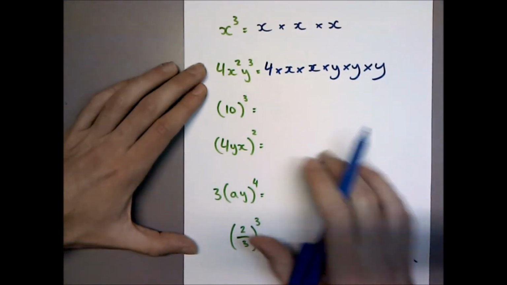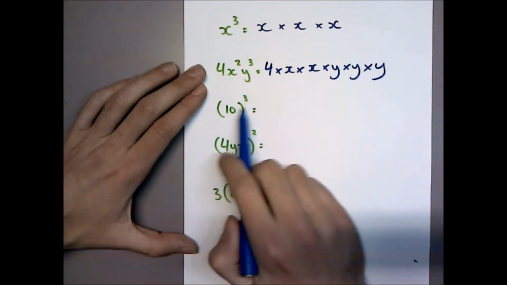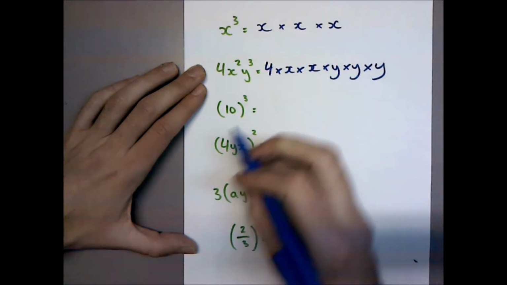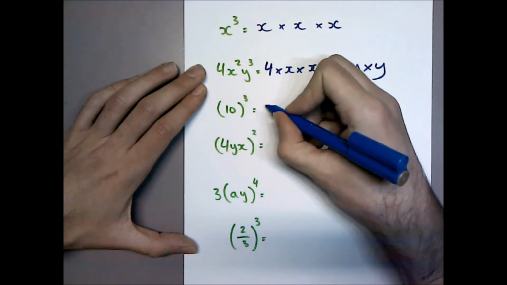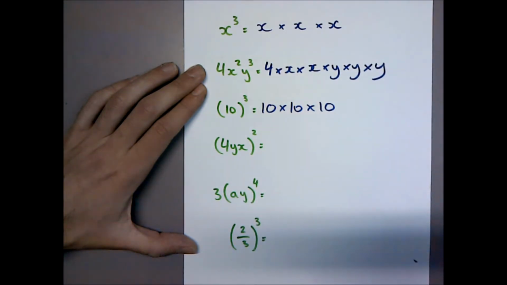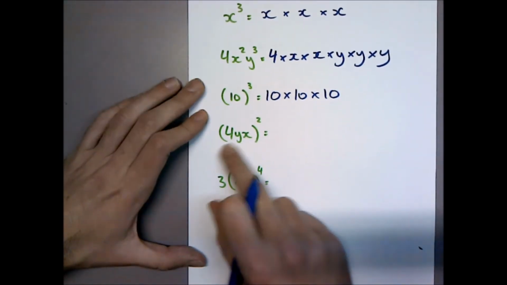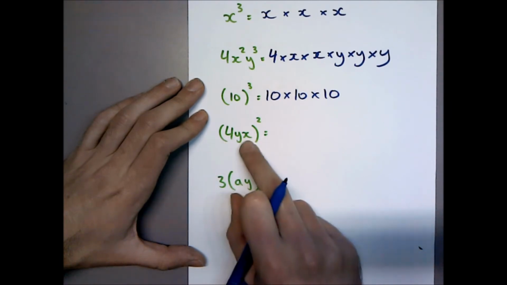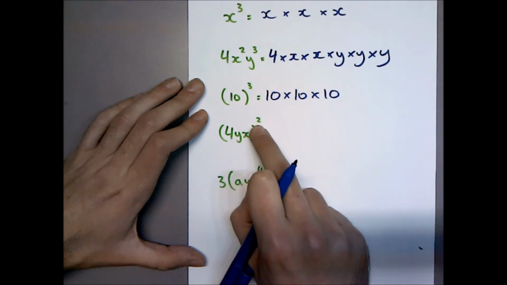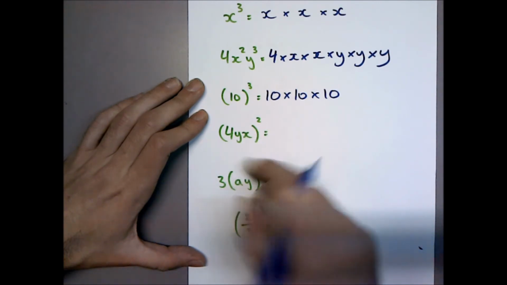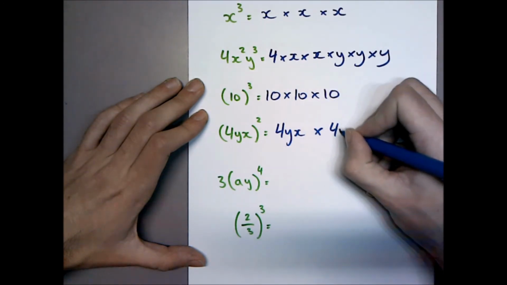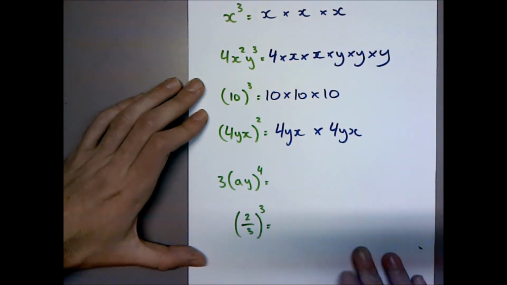Sometimes you'll have numbers. So in this case we just got the number 10, and it's in brackets, just meaning that I need to multiply everything in this bracket by itself 3 times. So I can rewrite 10 to the power of 3 as 10 times 10 times 10. Next one down, we've got a whole lot more going on in the bracket, but the bracket just means you multiply everything in here by itself however many times your index says. So we're going to multiply this by itself twice, so it's going to be 4yx multiplied by 4yx.